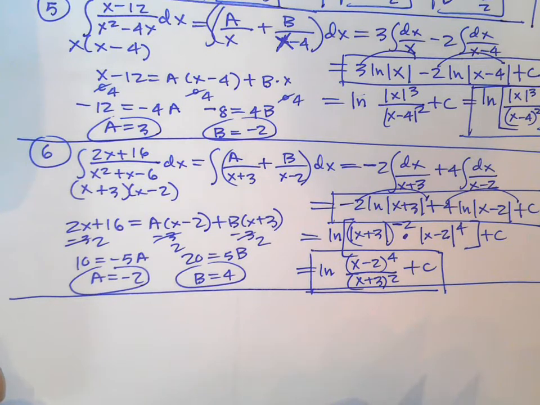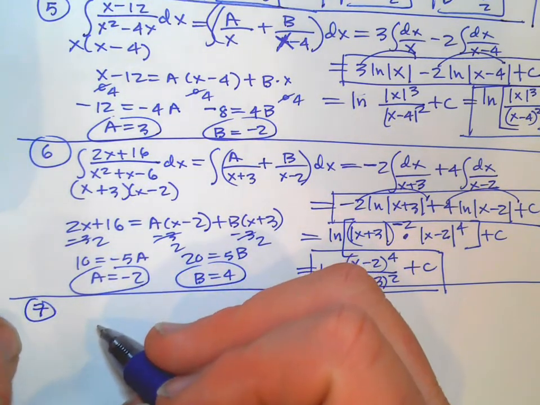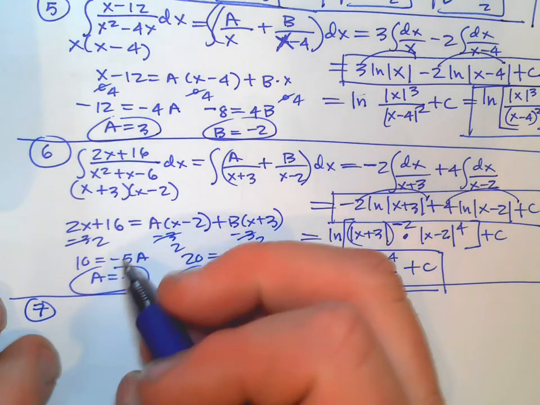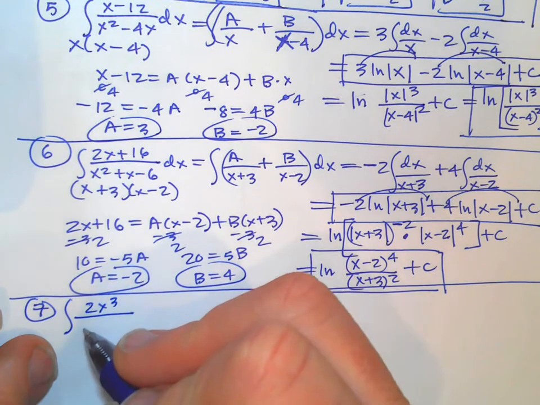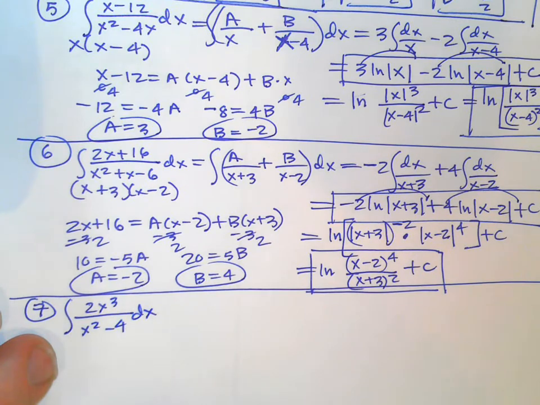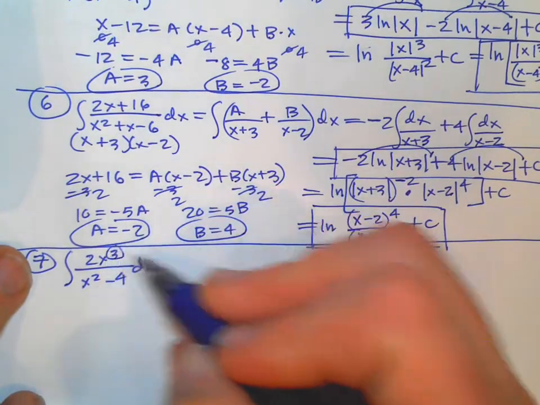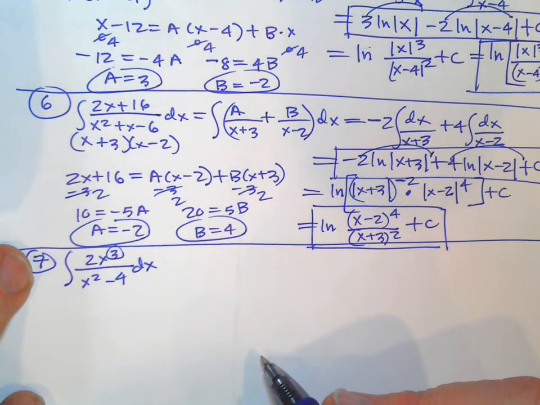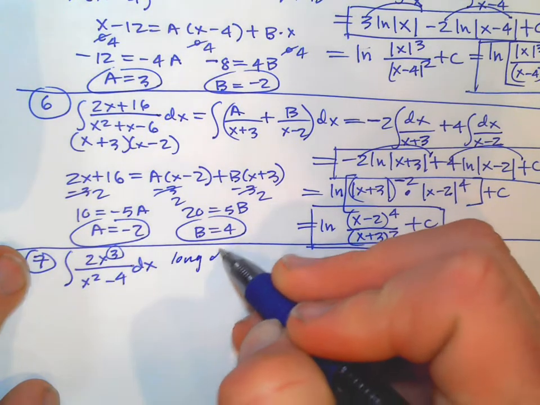Now 7, let's see how this works. We have the integral of 2x cubed over x squared minus 4 dx. Now we can't jump into partial fractions right now because the degree of the top is bigger than or equal to the degree of the bottom. So we have to do long division first.